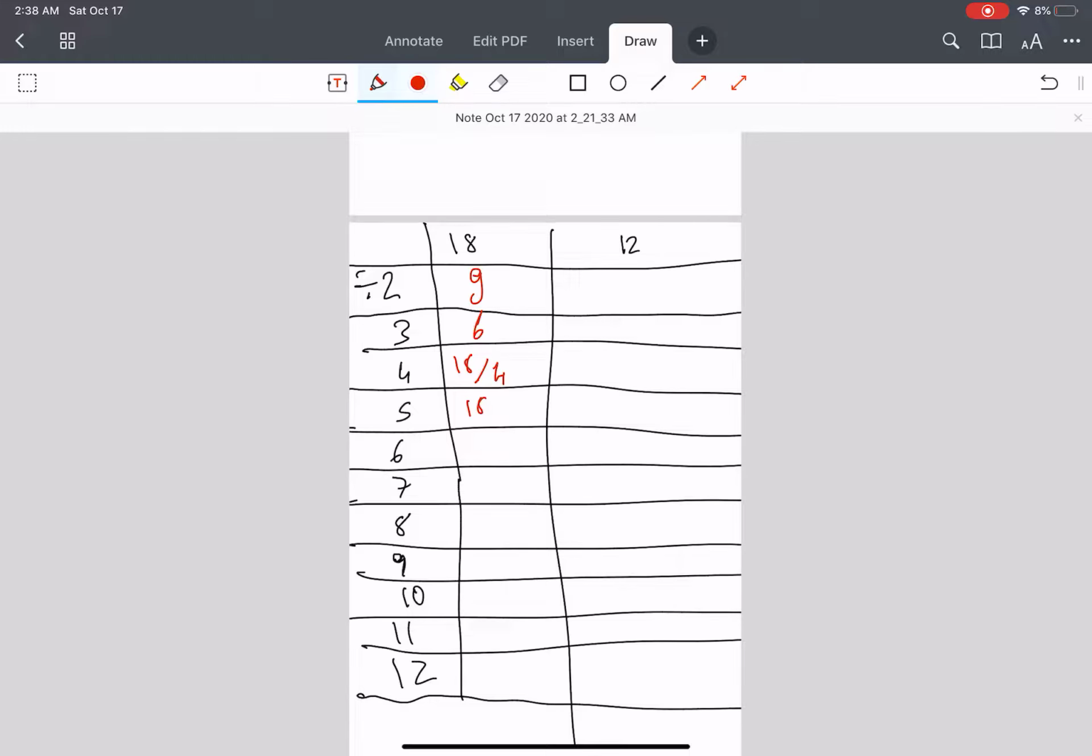18 divided by 5, it's a fraction. 18 divided by 6 is 3. 18 divided by 7, 18 over 7. 18 divided by 8 is 18 over 8. It's a fraction. 18 divided by 9, it's 2. 18 divided by 10, it's 18 over 10. Then 18 over 11. Then 18 over 12. These are all fractions. Okay, we finished with 18.